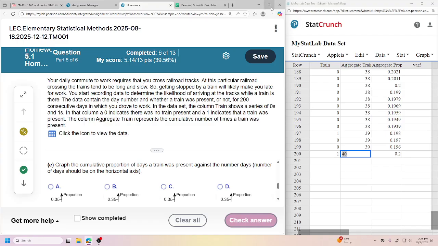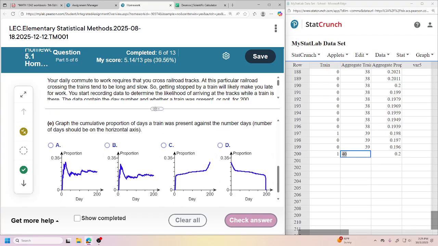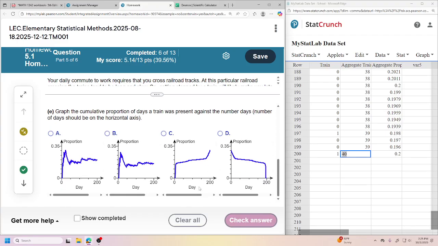All right, cool. I have to scroll for this one here. So they're saying, which of these graphs make sense? Are we on the last part of this problem? I think we're almost done with this.